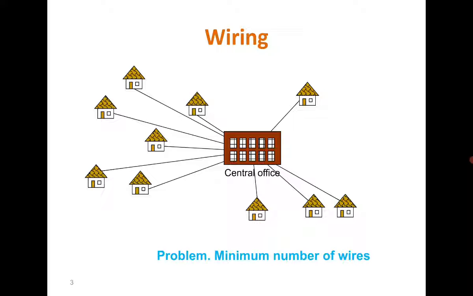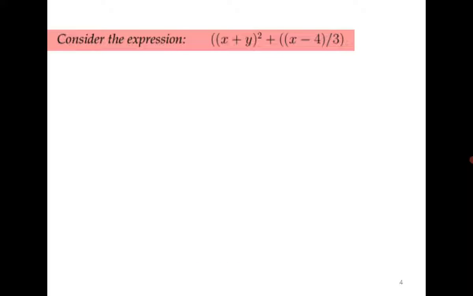The more important problem here is that if we introduce the length to the wires, then what should be the minimum wire length which is required so that the central office is connected to all the houses. So we will discuss it later. Let's consider one more problem.